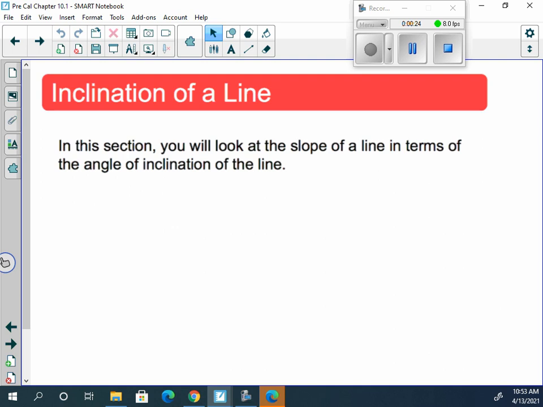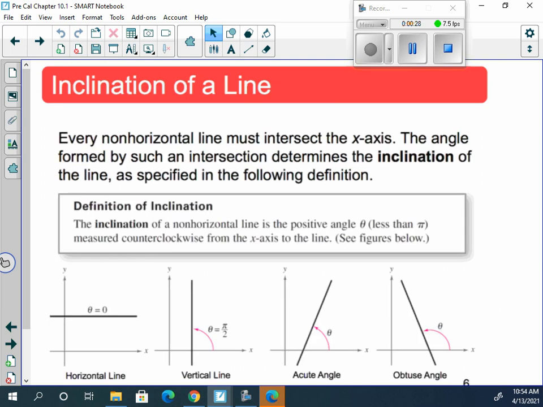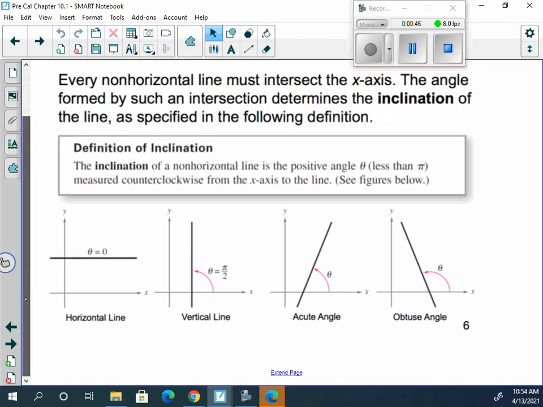Now, in this section we'll look at the term of slope in terms of an angle. So the inclination of a non-horizontal line is the positive angle less than pi, measured counterclockwise from the x-axis to the line. So we're talking about an angle less than pi, so that means it's less than 180 degrees.